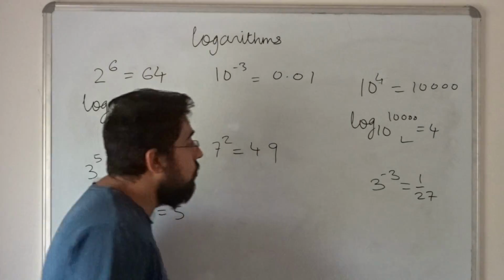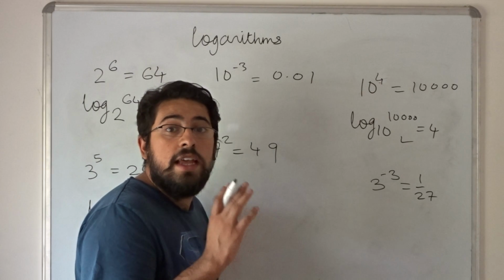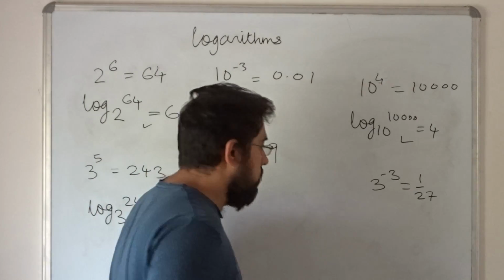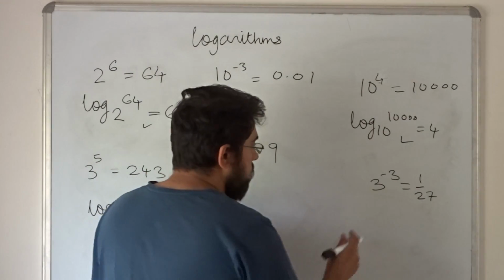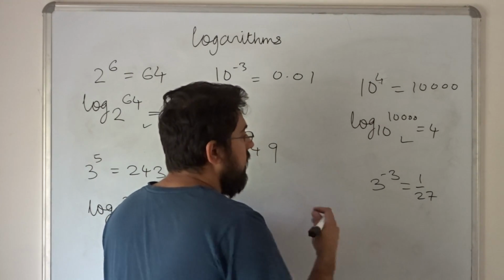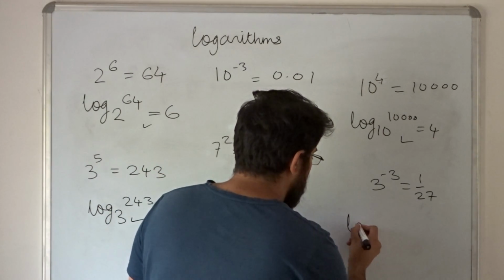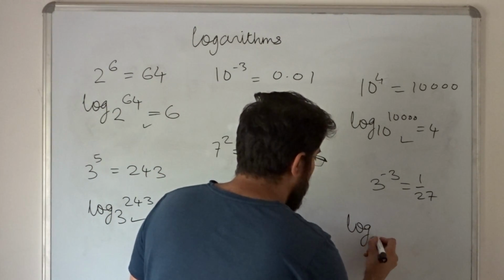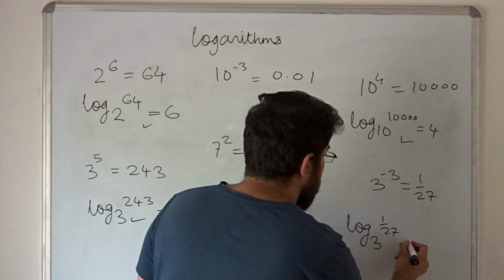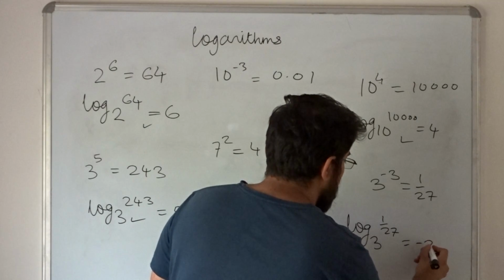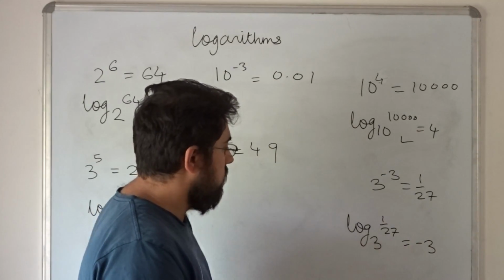As all of you know, negative 3 is not a natural number. Okay? It is an integer. So that is why you can never have negative 3 as a natural number. So the correct answer to this would be log base 3 of 1 upon 27, which equals negative 3. Okay? This will be the correct answer.